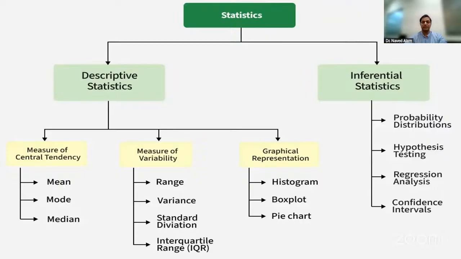Okay, and measure of variability: range means higher value minus lower value. Variance we will see in terms of mathematics also, and standard deviation and interquartile range also. Graphical representation, we will be able to understand or visualize through histogram plots, box plots, and pie charts.